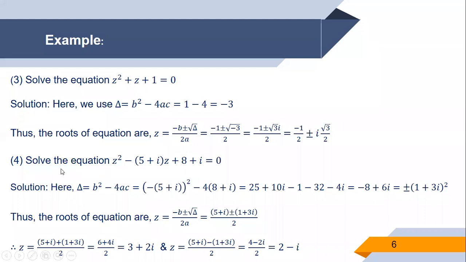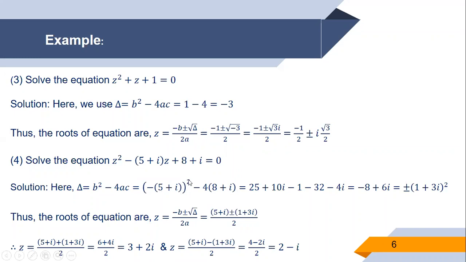Now example number 4. Solve the equation z square minus (5 plus i) into z plus (8 plus i). So this is again a second degree polynomial. We compare this polynomial with the standard form: a is equal to 1, b is equal to minus 5 plus i, and c is equal to 8 plus i. We use the delta method, b square minus 4ac. Therefore, b square, that means (minus 5 plus i) whole square, minus 4ac, so 4 into 8 plus i.